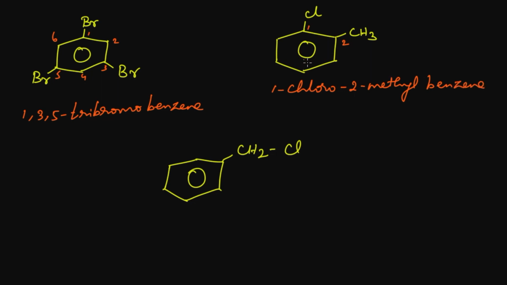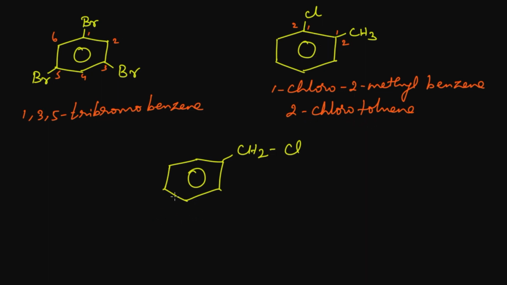There is another name also for this compound, that is, if we consider this as first carbon and this is second carbon, so because it is a toluene, 2-chlorotoluene. Because if methyl group is attached in benzene ring, it is known as toluene. To the toluene, in the second position, chlorine is attached. If we consider this as a toluene and in the second position chlorine is attached, so the name is 2-chlorotoluene.